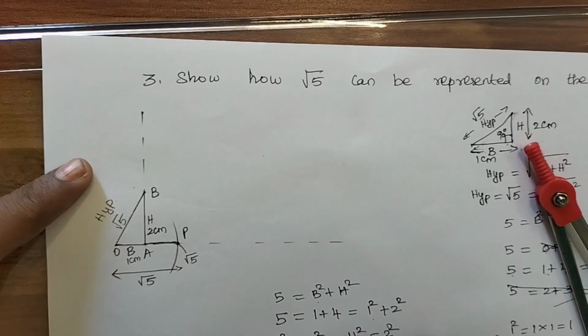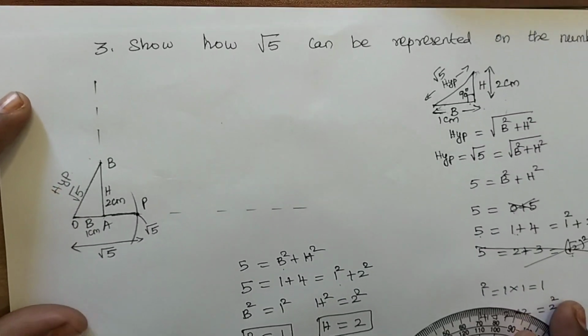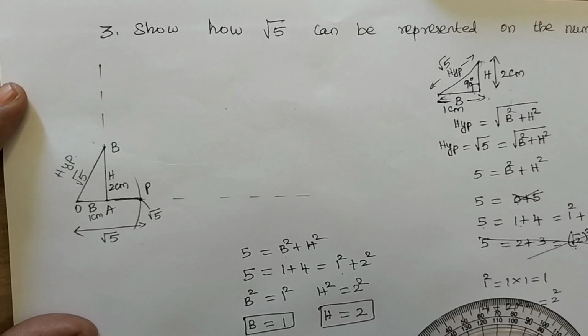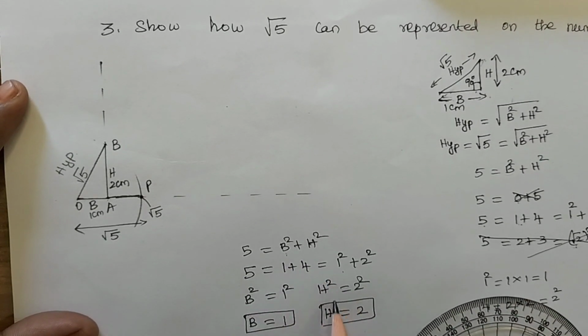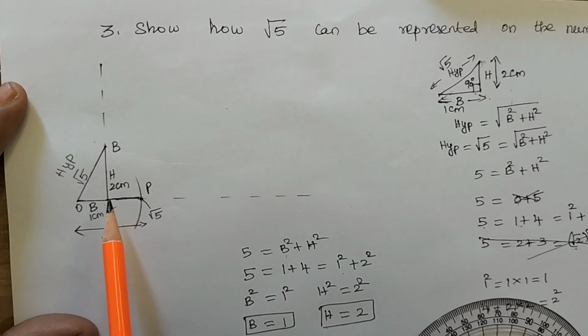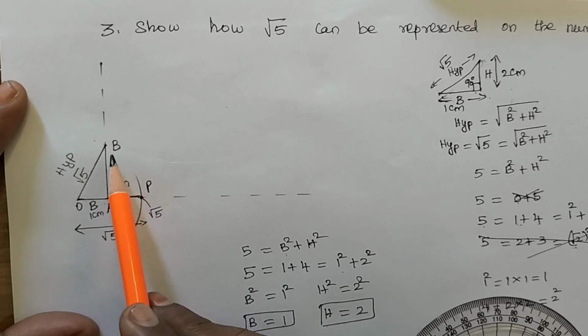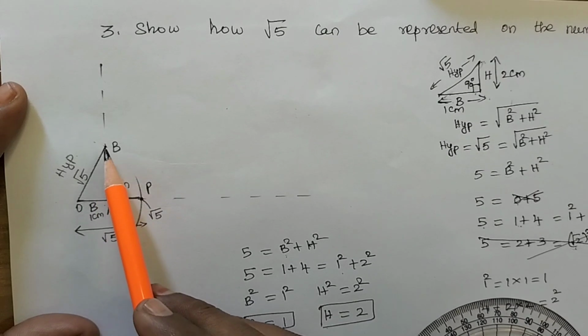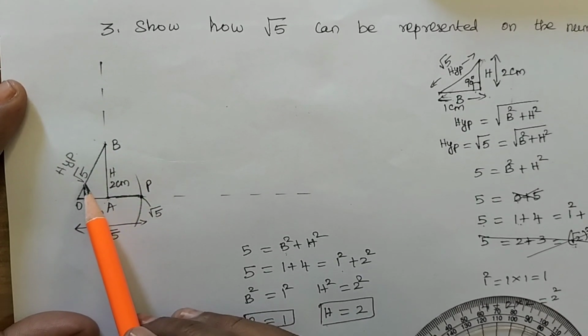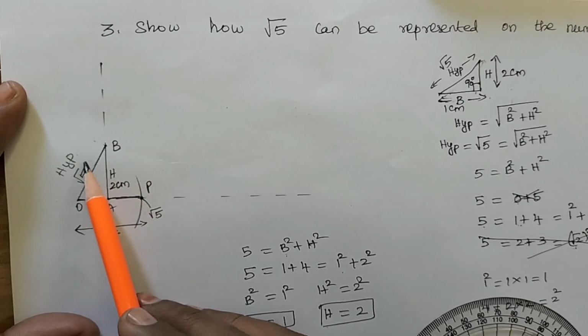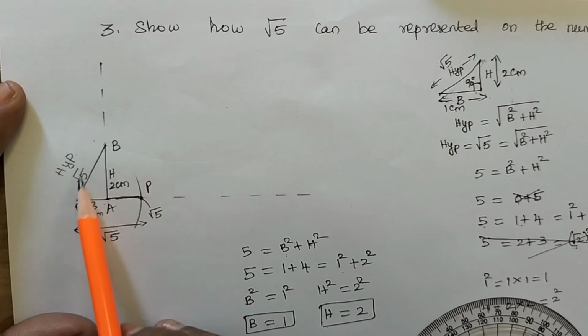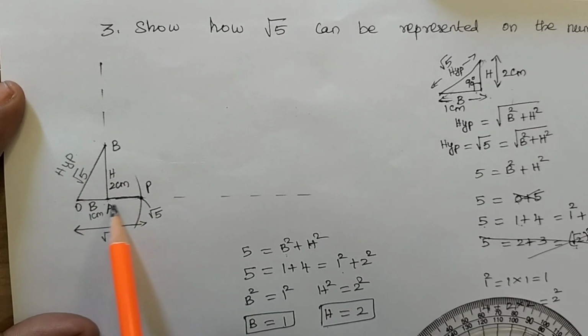So what you are doing, split your 5 as 1 plus 4, and then find out the b value and h value. Draw the base with 1 centimeter, using the protractor find the right angle, and then draw the height with 2 centimeters, and then just connect these two dots, O and B, you will get root 5. Measure this distance and put the arc on the number line. So this distance now is root 5.